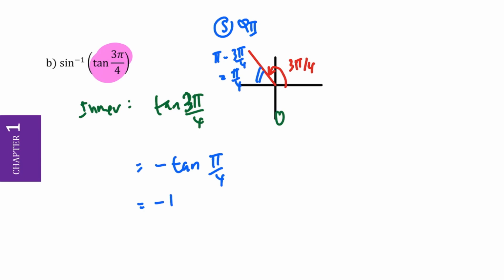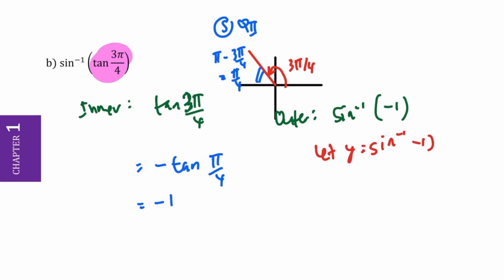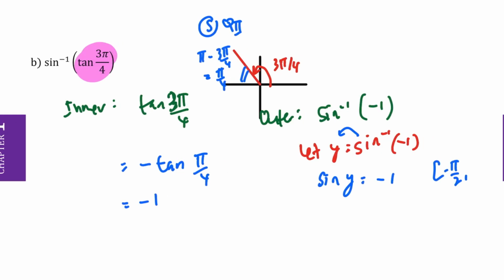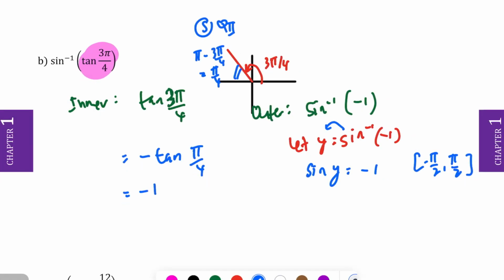So now let's rewrite into the outer function, inverse sine of negative 1. To solve this, we need to let y be inverse sine of negative 1 and then find the opposite. Sine y is equal to negative 1. Make sure your domain is within negative pi over 2 until pi over 2. Now let's find the reference angle first. So for inverse sine of 1, you'll get the answer of pi over 2.